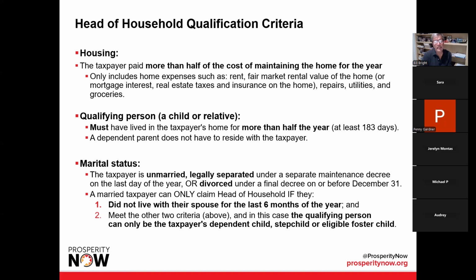Marital status: the taxpayer is unmarried, legally separated under a separate maintenance decree on the last day of the year, or divorced under a final decree on or before December 31st. A married taxpayer can only claim head of household if they did not live with their spouse for the last 6 months of the year and meet the other two criteria. In the case of the qualifying person, it can only be the taxpayer's dependent child, stepchild, or eligible foster child.